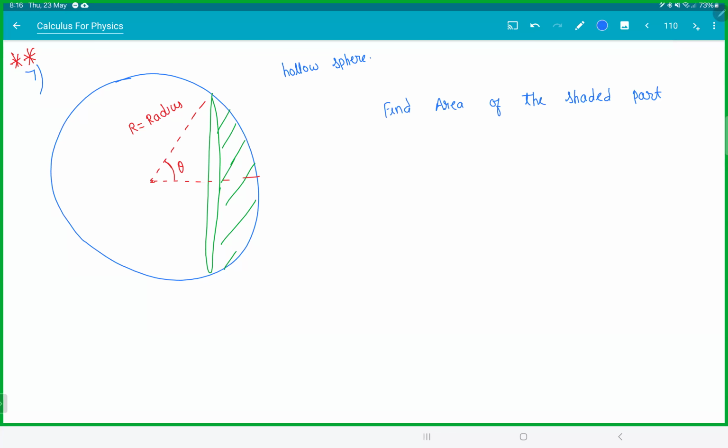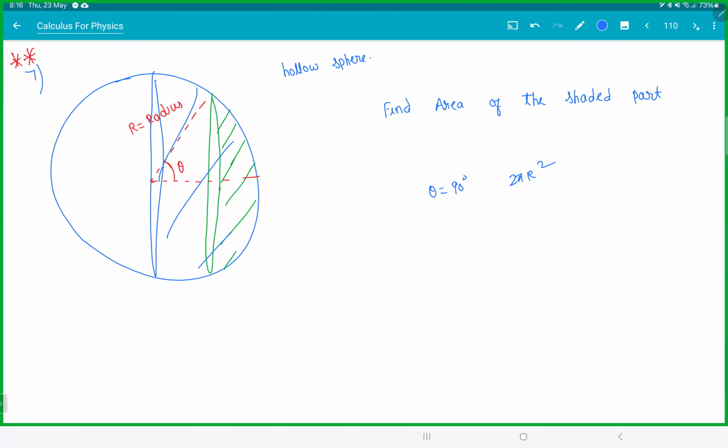Can you guess the answer? How will you guess the answer? Can someone tell me? Meaning for different thetas, you get different areas. How will you guess the answer? Think about it. If theta is equal to 90, aren't you taking half the sphere? So for a half sphere, what area should come? 2 pi r square, na?